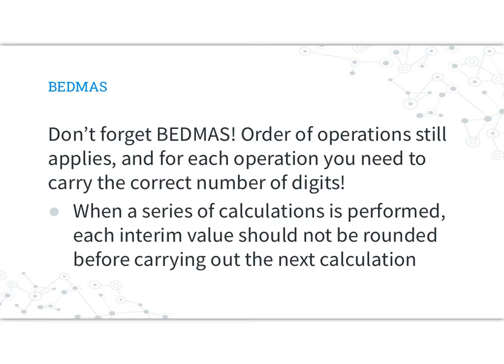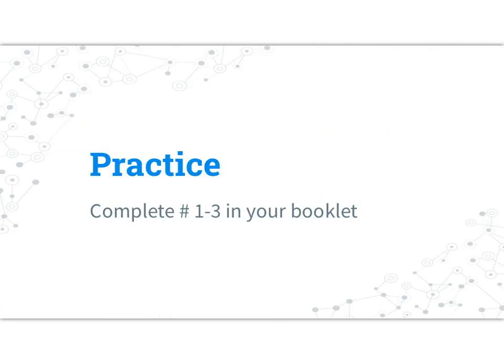Don't forget BEDMAS, order of operations still applies, and for each operation you need to carry the correct number of significant digits. We don't actually do this at all in Chem 20, so don't worry about it. There's some practice in your booklet, identifying number of significant digits, doing some calculation, and writing them in correct sig figs.